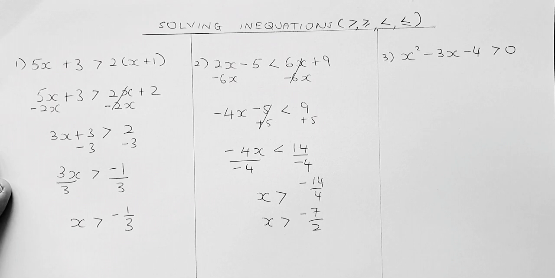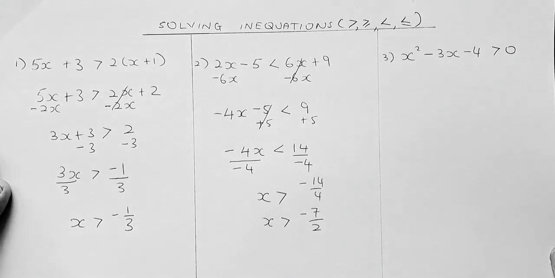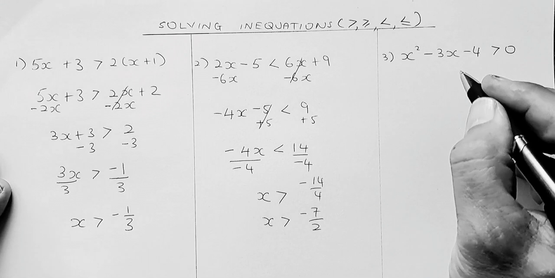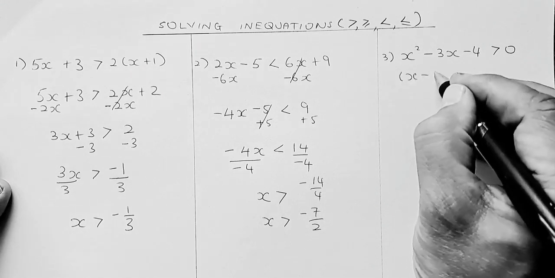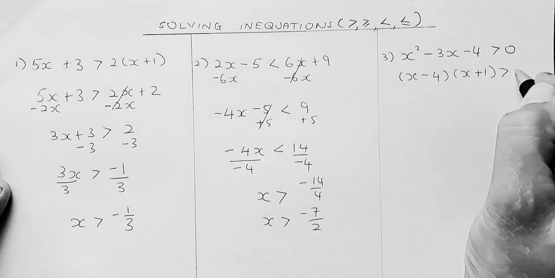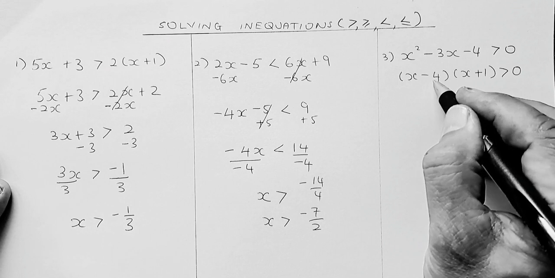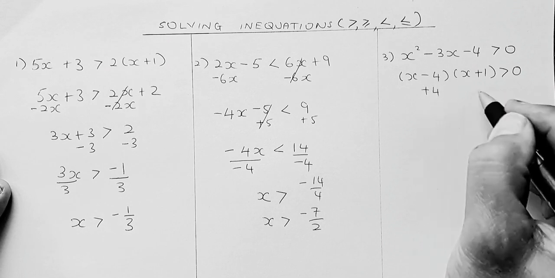Last but not least, we're going to do a quadratic. A quadratic is slightly different. So what you do, you need to factorize x squared minus 3x minus 4. If you factorize it correctly, it's going to be x minus 4, x plus 1 is greater than 0. So you know the solution is going to be the reverse, so it's going to be plus 4 and negative 1.